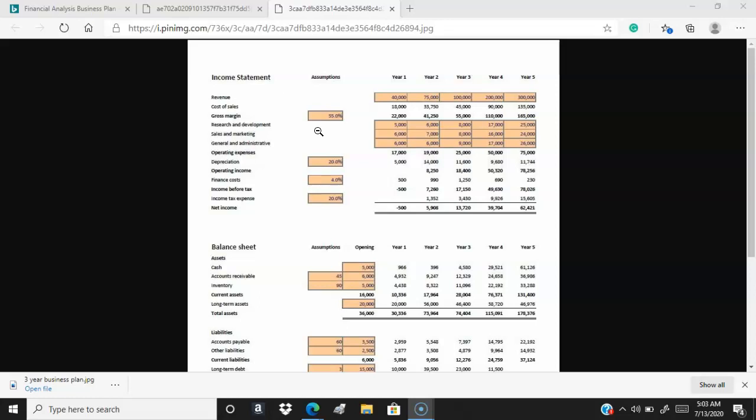sales and marketing, general administrative, if you have an employee, anything like that, operating expenses, if you have a building, stuff like that, depreciation at 20%. If you have a building or you have depreciable assets such as a printer or anything like that. Finance costs if you got a business loan. And if you're going for a business loan, you want to make sure you do have a finance cost there. The income before taxes and then after taxes is at 20%. Net income is the final thing.